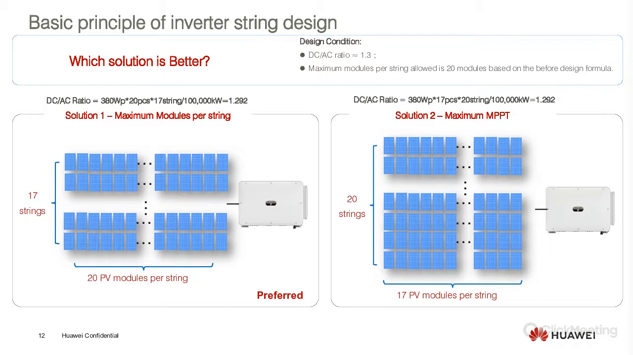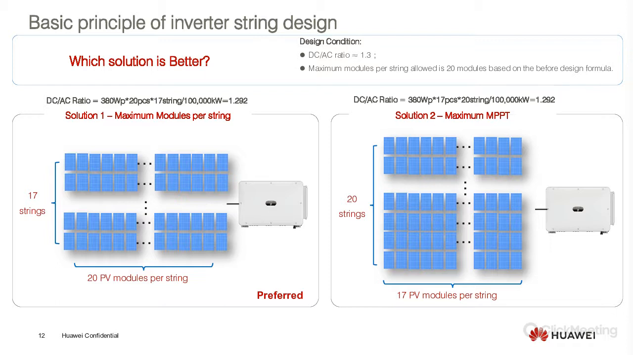So that's option 1. And option 2, which is the 380 watt peak module, 17 modules per string out of the capacity from the previous formula of 20, and utilizing all of the 20 string inputs, and that would provide you once again an AC to DC ratio of 1.292. So both cases are suitable, but Huawei has a preference, and what we recommend is utilizing the 17 strings of the inverter rather than 20.